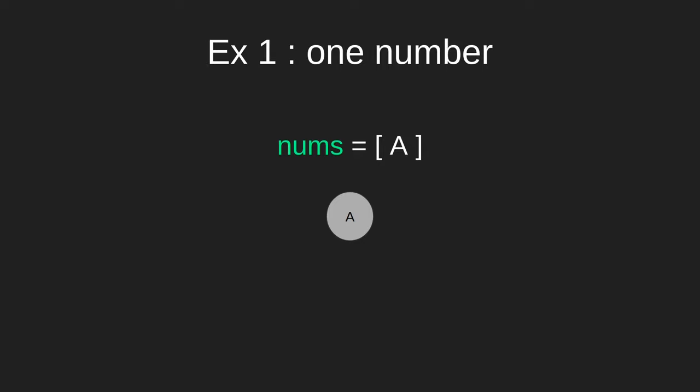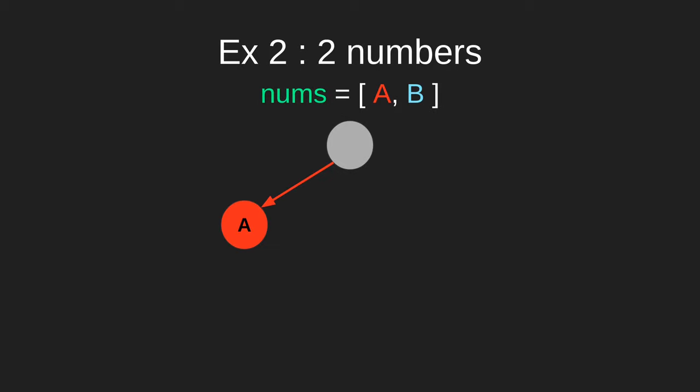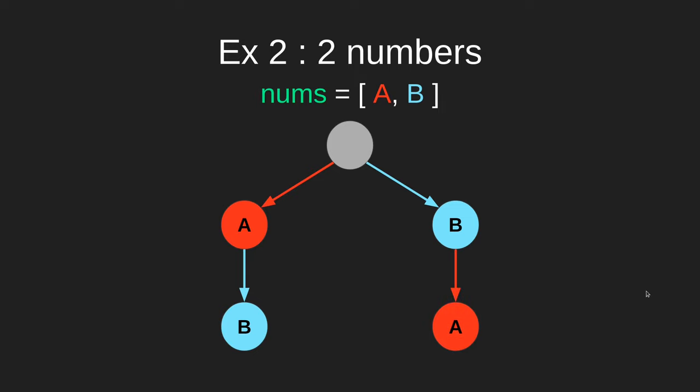So if the only number we have is A, well, we don't really have anything to do. We can just put A. A is the only permutation. But if we have two numbers, A and B, we can start with A or with B, and then we can continue. If we start with A, we then choose B, and if we choose B, we can choose then A. And that's the only two permutations we can build.